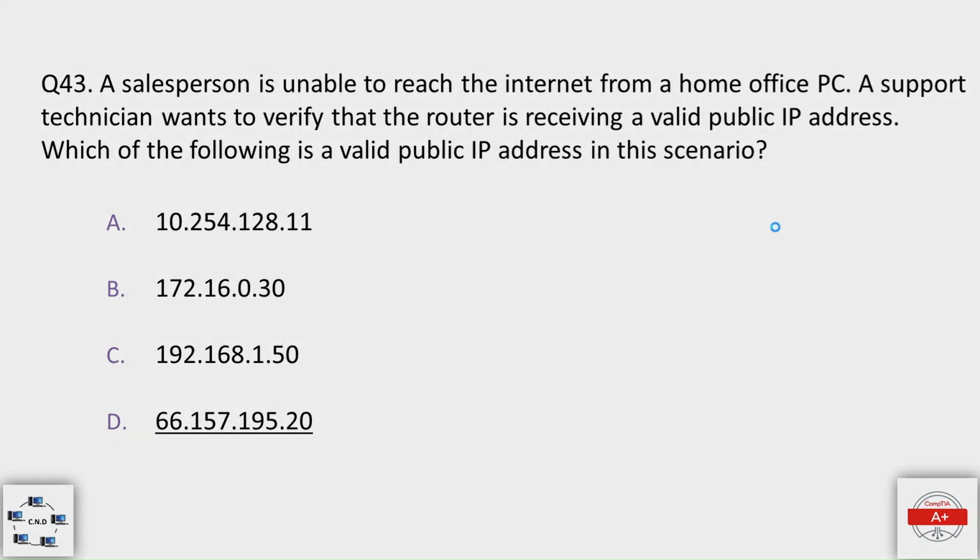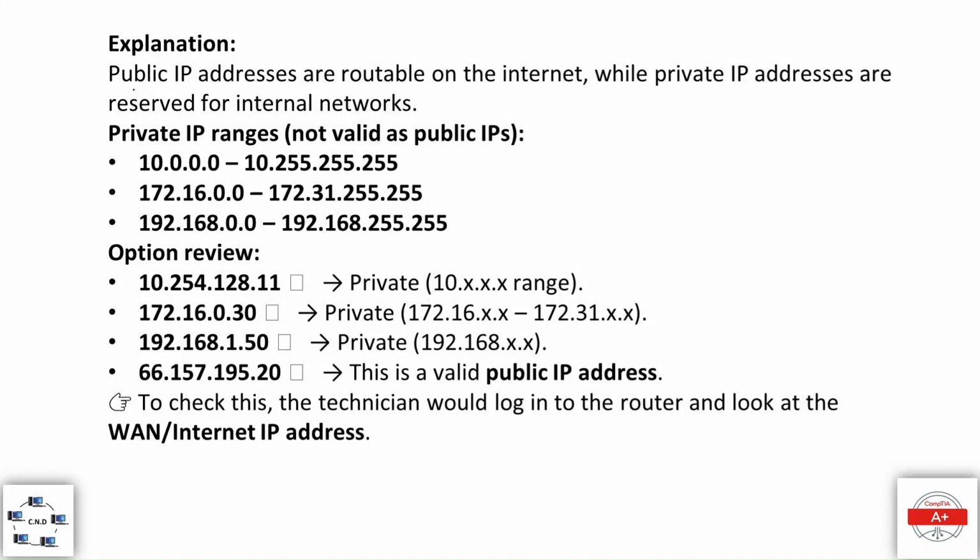So let's go through the explanation. So public IP addresses are routable on the internet, while private IP addresses are reserved for internal networks. So these are the private IP address ranges that are not valid as public IPs.